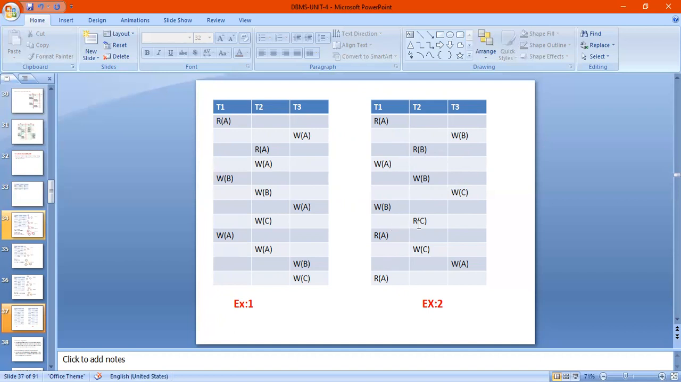Here time slash, read of C and time slash. Read of A, time slash, time slash. Time slash of T1 and T2, write of C and nothing. Time slash of T1 and T2 and write of A. Read of A, time slash and time slash.